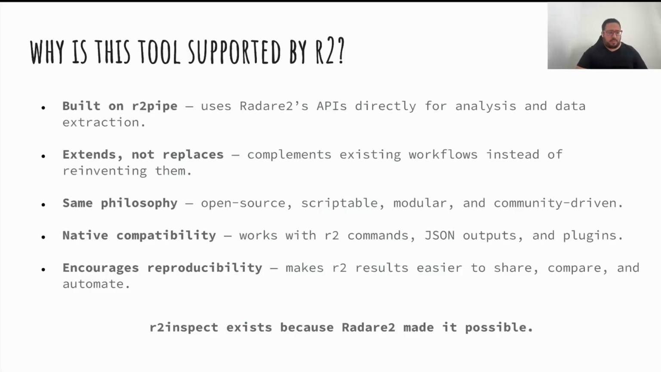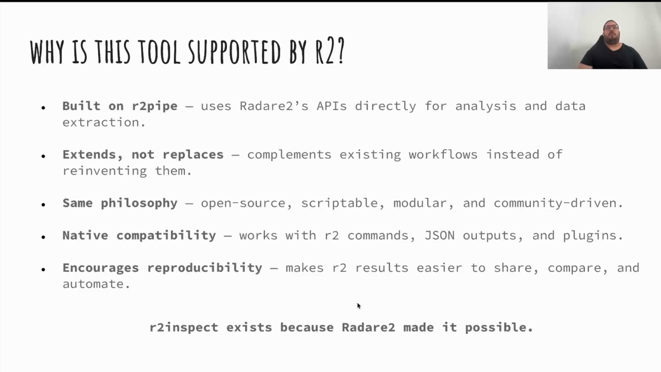So maybe one of the smart questions could be, why is this tool supported by Radare2? Well, we are at r2con, the Radare2 conference. I'm sure all of you love Radare and the different tools available, like R2Pipe. Basically, R2Pipe is the best engine nowadays for malware automation, and you can use the Radare2 APIs directly for analysis and also for data extraction.